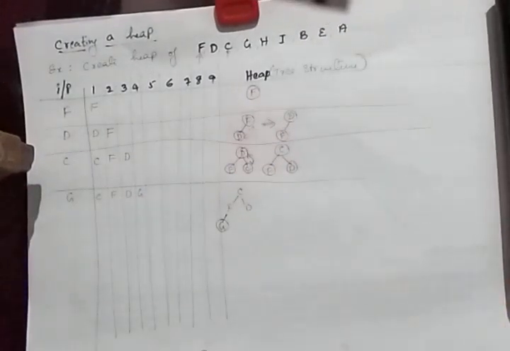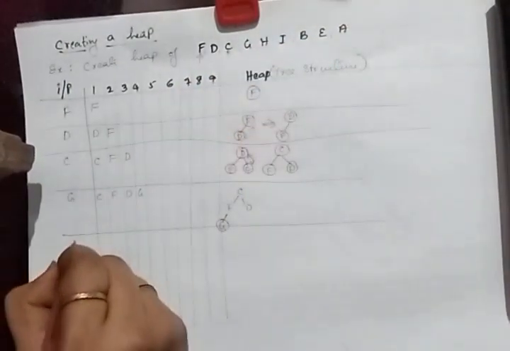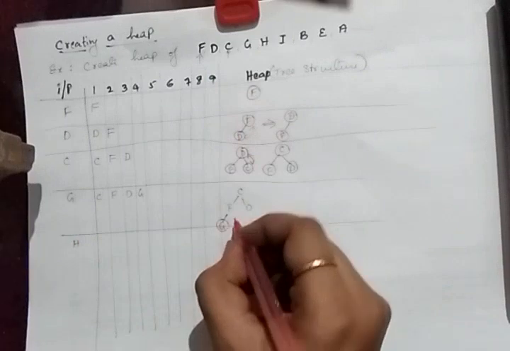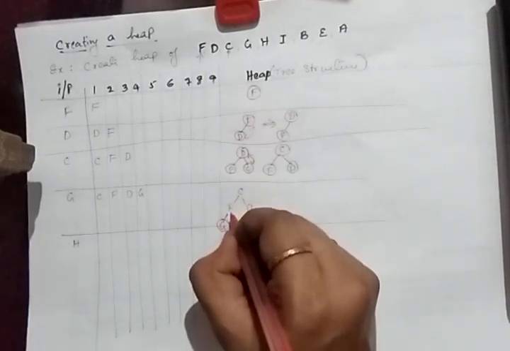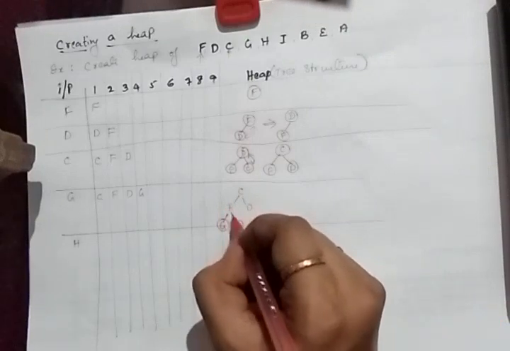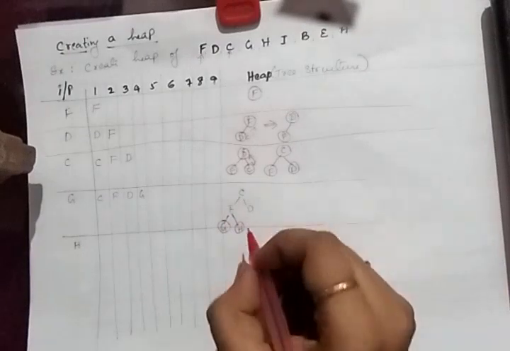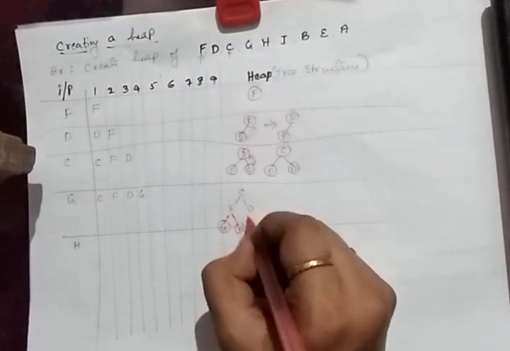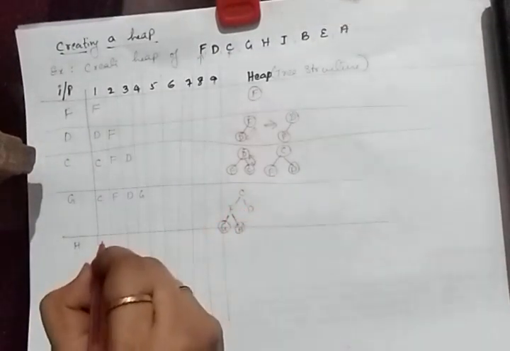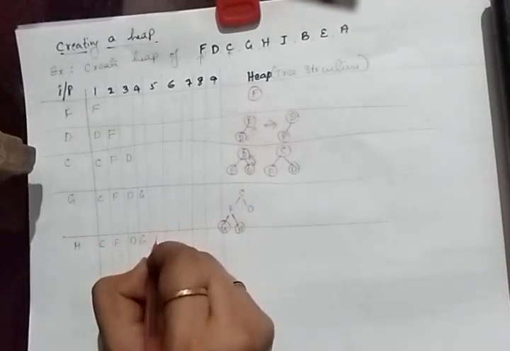So what is the next step? You have H as the input. It will be given to the right side of F. Since F is smaller than H, there is no need of swapping. It will be as it is. So I can write it as C, F, D, G, H.